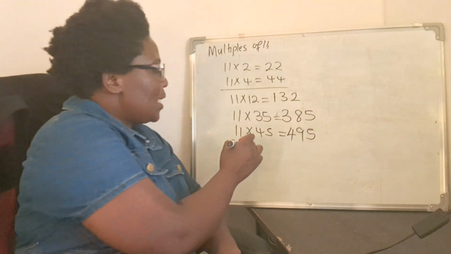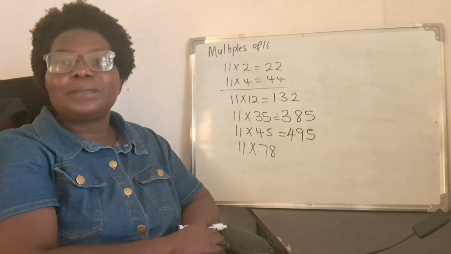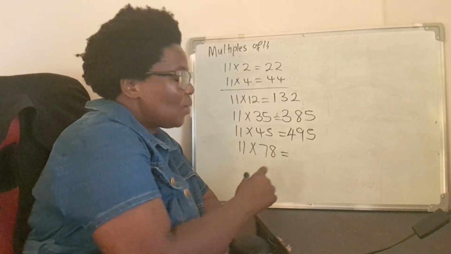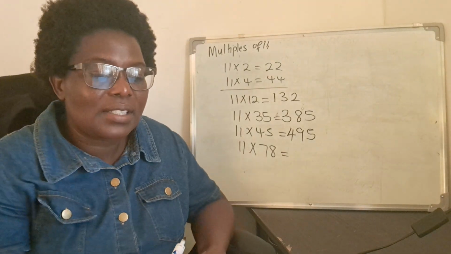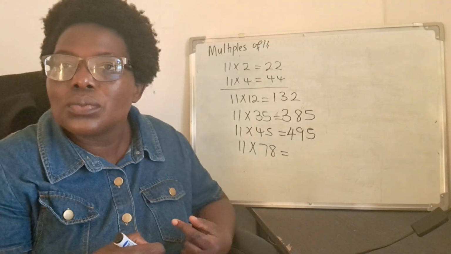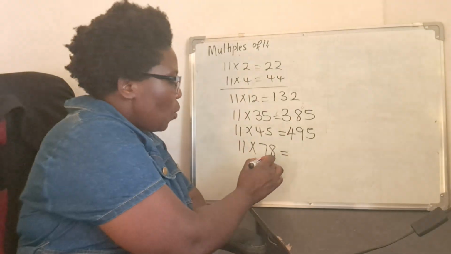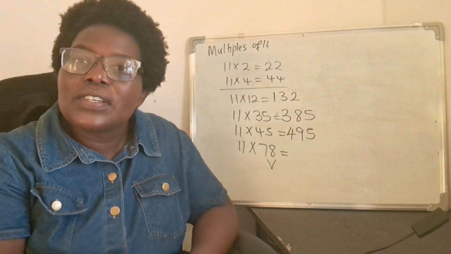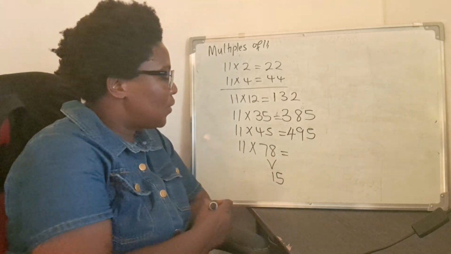So let's look at 11 times 78. You want to give it a try? Of course. So let's try. So now let's check whether if we add these two numbers, it is going to be less than 10. Okay, the answer is no. If we add 7 plus 8, that's 15, right? That is 1, 5, right?